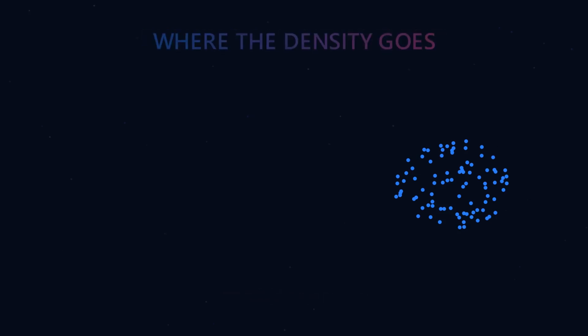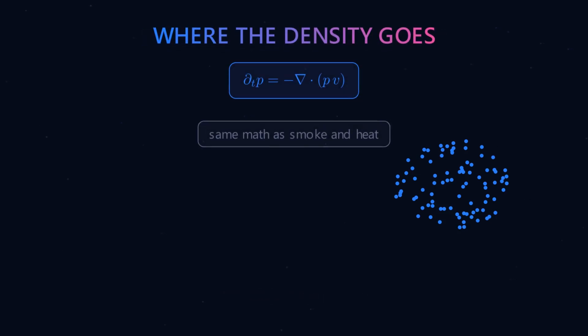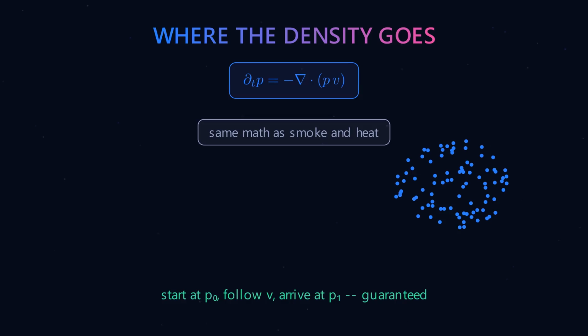Here's the piece that makes this rigorous, rather than just a pretty animation. As the particles move under v, the probability density they represent evolves according to a well-known equation from physics called the continuity equation. The rate of change of the density equals minus the divergence of density times velocity. This equation is the exact same mathematics that governs how smoke disperses through a room or how heat diffuses through a metal plate. It guarantees something essential.